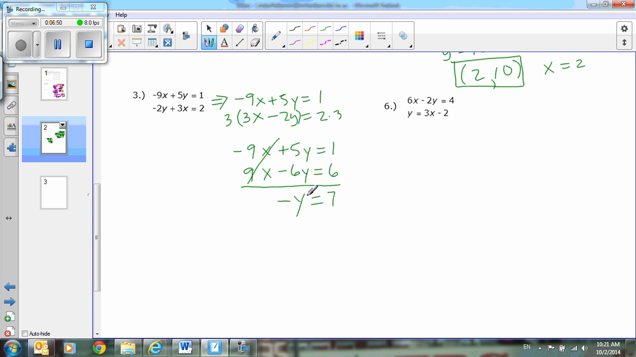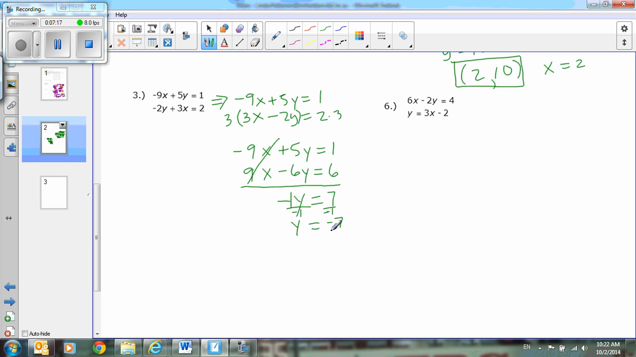Now, we're not quite done because we haven't found y. Y is not by itself. We've got this negative in front of it. So what I have found is the opposite of y. If the opposite of y is positive 7, then y must be negative 7. Okay, another way you could think of that is there is an invisible 1 here. The coefficient of y is negative 1. You could also divide both sides by negative 1 to get that y by itself.